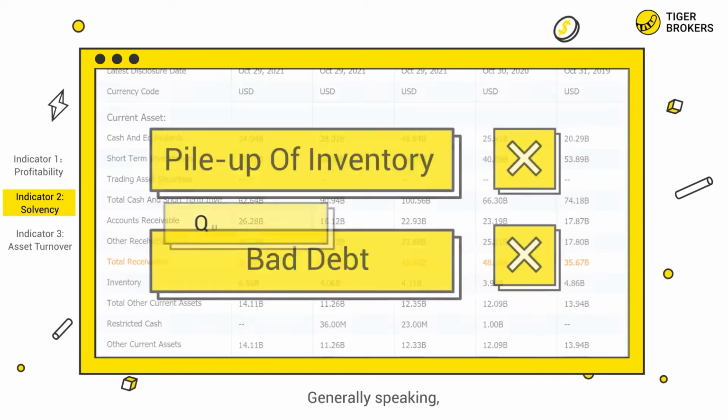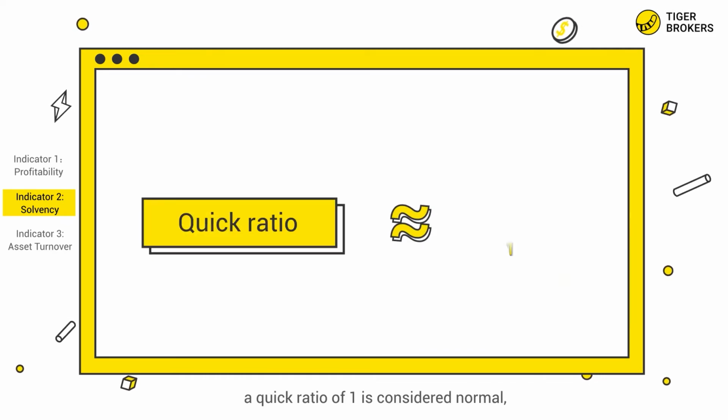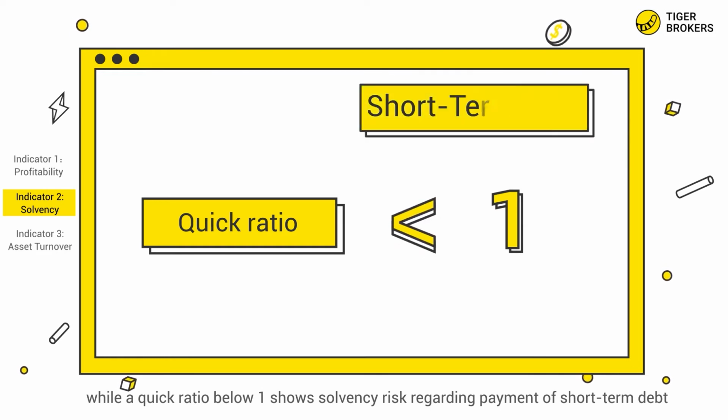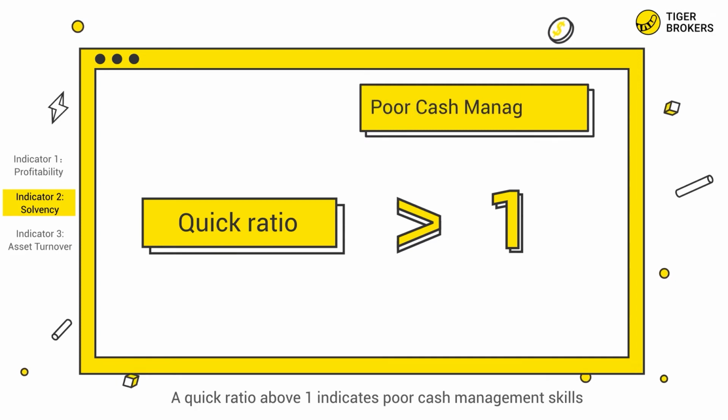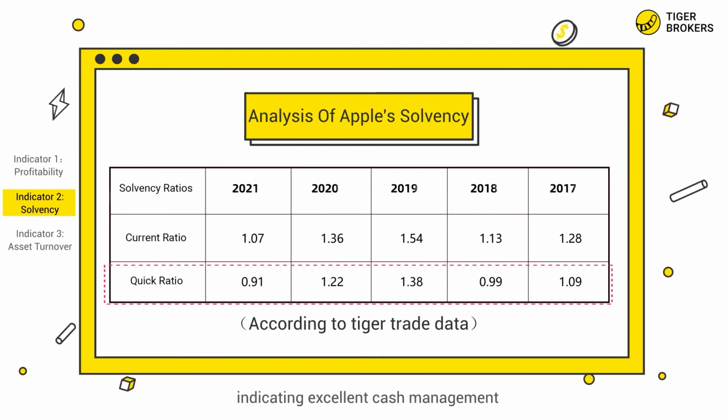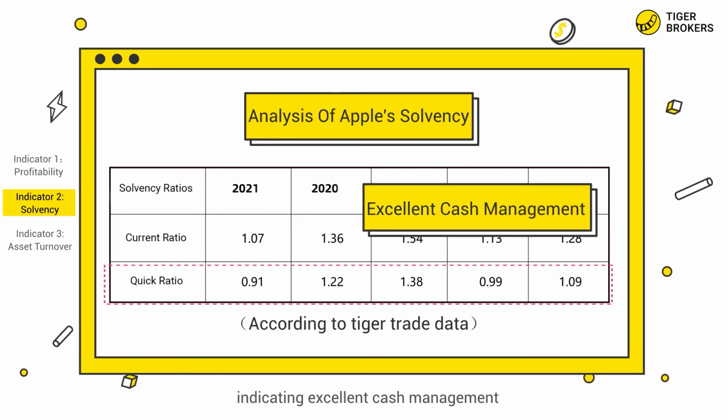bad debt. Generally speaking, a quick ratio of 1 is considered normal, while a quick ratio below 1 shows solvency risk regarding payment of short-term debt. A quick ratio above 1 indicates poor cash management skills. Apple's quick ratio over the past 5 years has hovered around 1 with limited fluctuation, indicating excellent cash management.